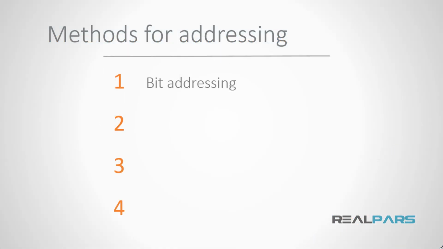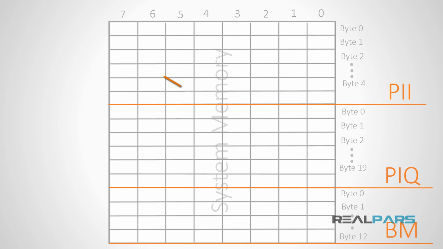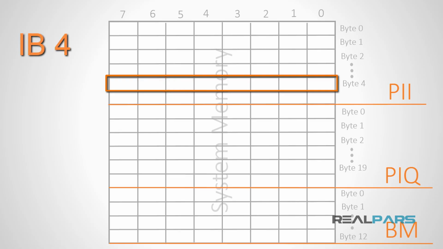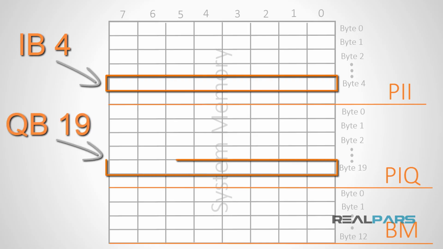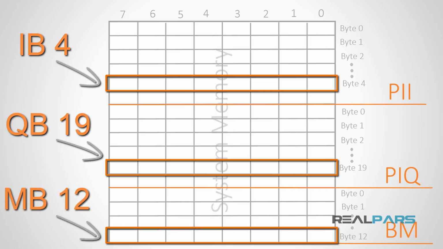The second method we can use for addressing is byte addressing. In this method, instead of introducing a bit as an address, we consider one whole byte as an address. For example, IB4 means the entire byte number 4 in the PII environment, or QB19 means the entire byte number 19 in the PIQ environment, or MB12 means the entire byte number 12 in the bit memory environment. Hence, in this type of addressing, the entire byte of the memory is used as an address in the program.